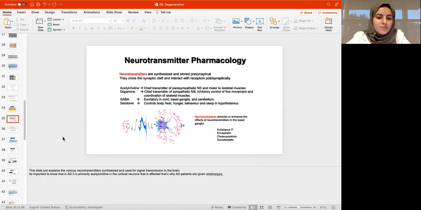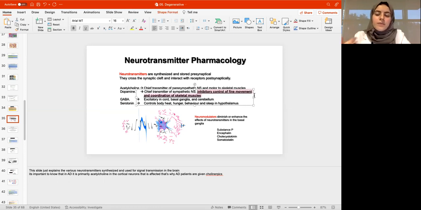Now this slide basically explains the various neurotransmitters that are synthesized and used for signal transmission. These are normally present in our brain. Acetylcholine is used for the nervous system and motor neurons. We have dopamine, which is mainly for inhibitory control of fine movement. This is important to remember because in Parkinson's, once these dopaminergic cells are not there, they don't have control over fine movement and proper coordination. You need to know GABA. It's mainly in the cord, basal ganglia, and cerebellum. It has excitatory signals.